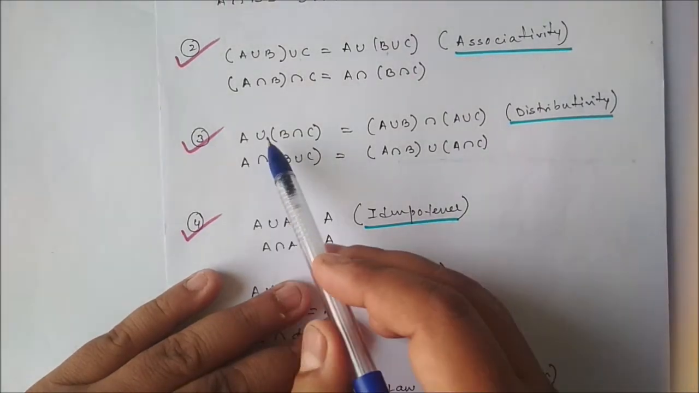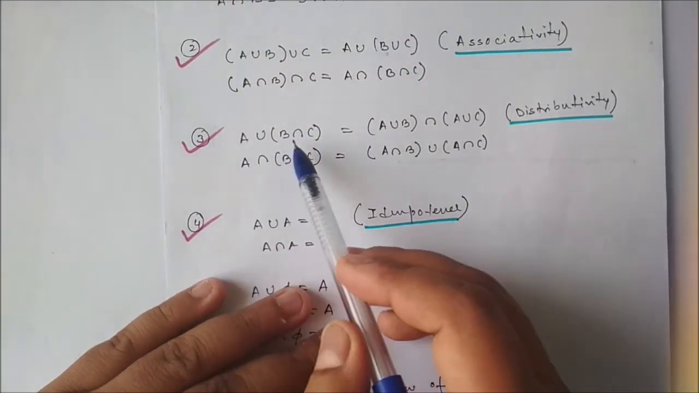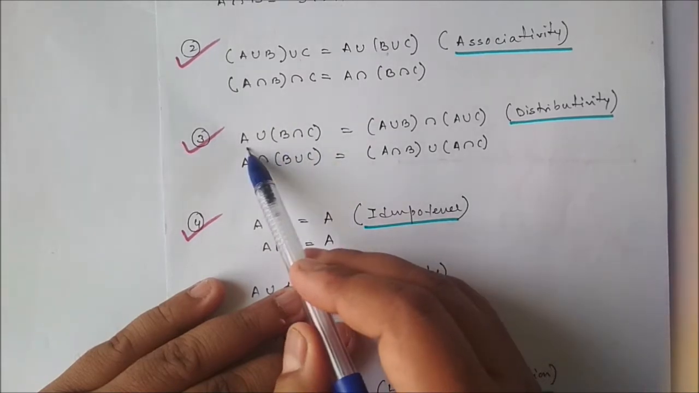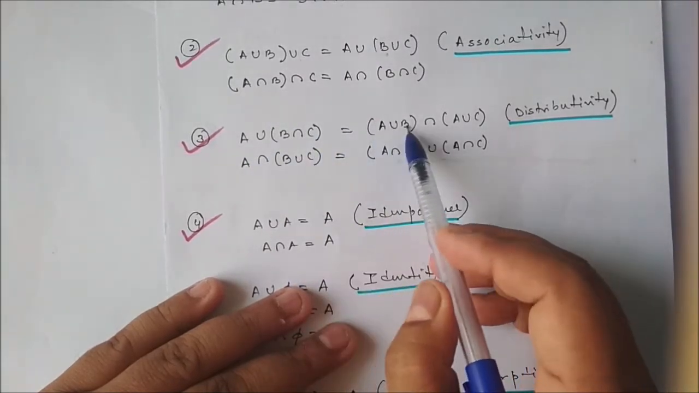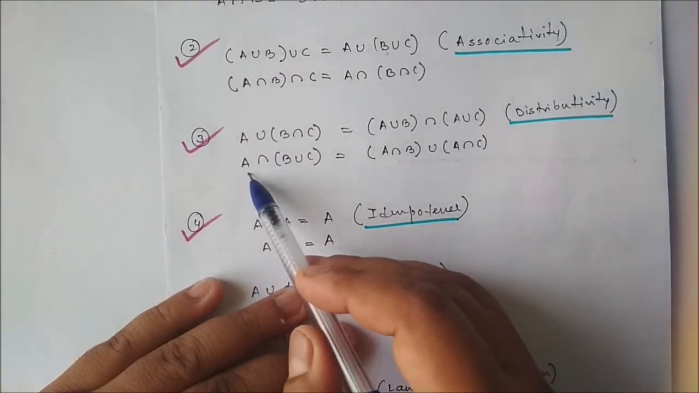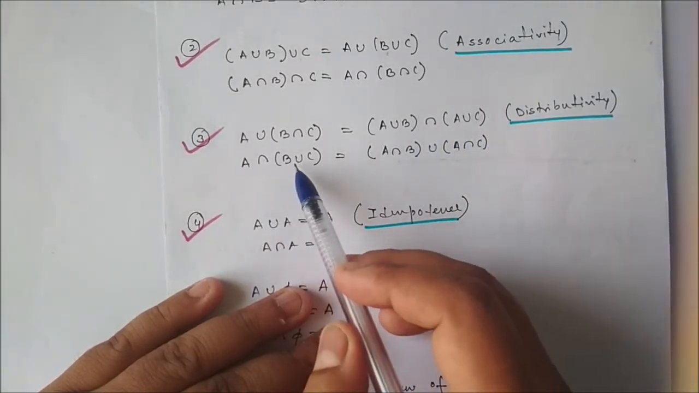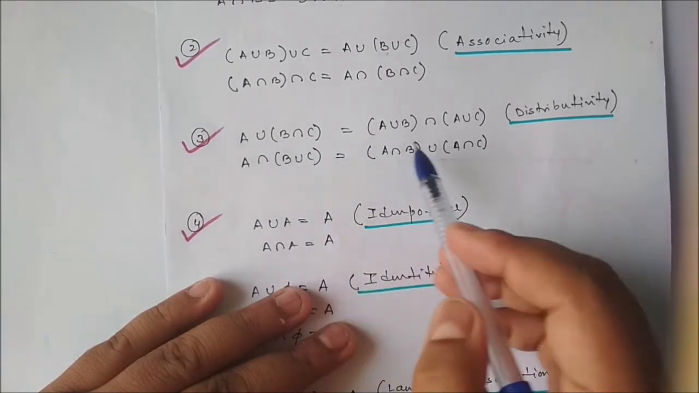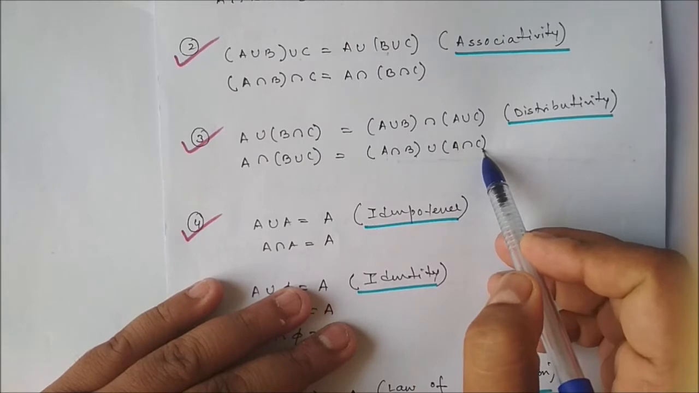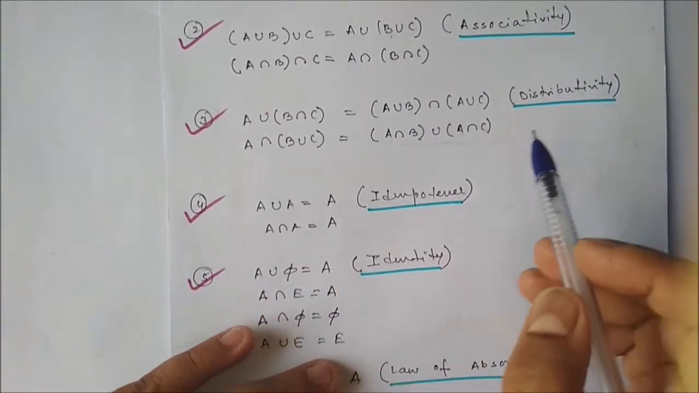Distributivity: A union. First of all, we apply B intersection C union with A, but the answer will be what? A union B intersect with A union C. Similarly, A intersect with the B union C is the same as A intersect B union A intersect C. So it is called distributivity.